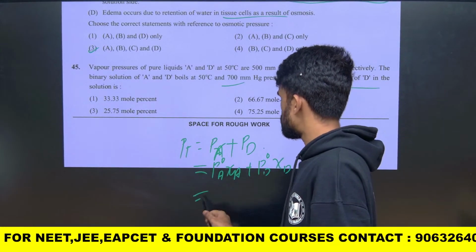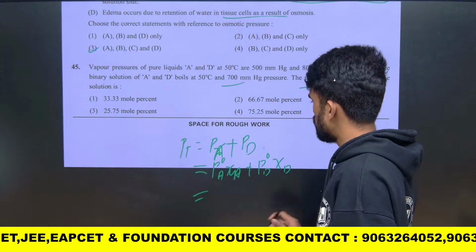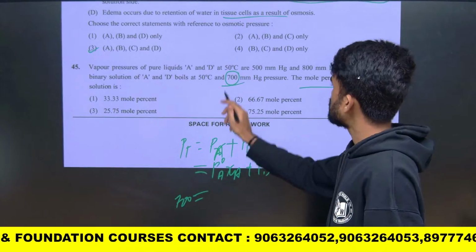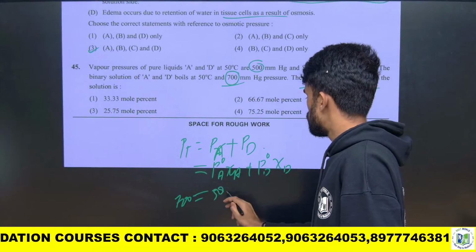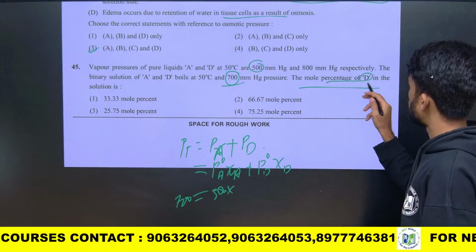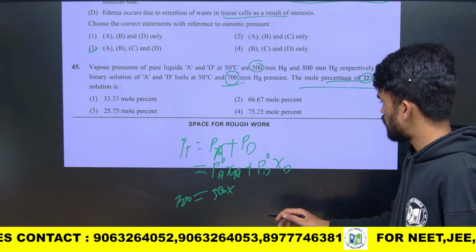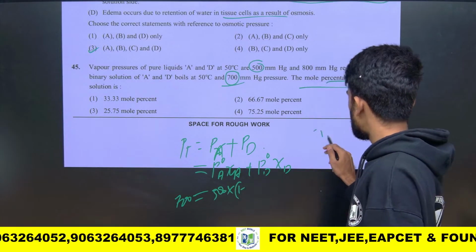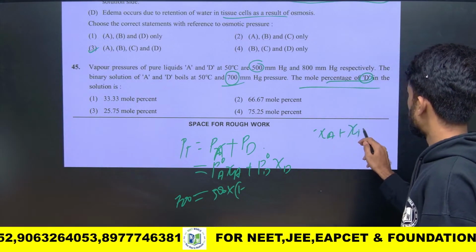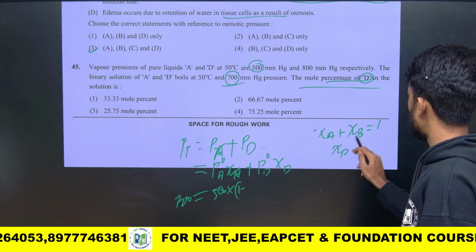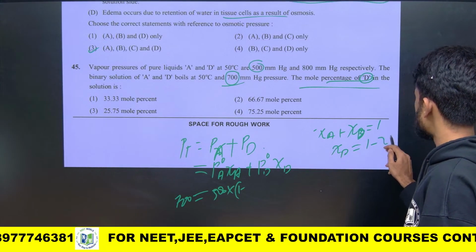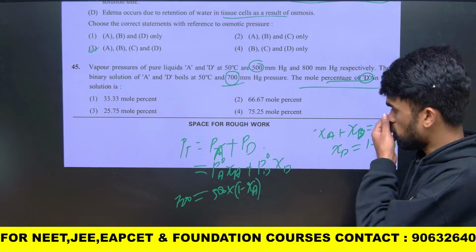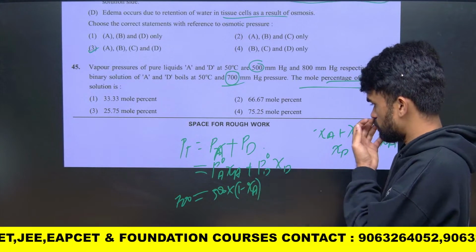So what is the total pressure they mentioned? They mentioned here P total is 700. Take here 700. Okay, P naught A is how much? 500. So 500. Okay, they are asking about the mole fraction of D, the mole percentage of D. So let us say chi A I am writing as 1 minus chi D. So chi A plus chi D will be 1. So out of this, chi D, if we take 1 minus chi A we can write. Okay, so 1 minus chi A is the mole fraction of chi D. I can write in this manner also.